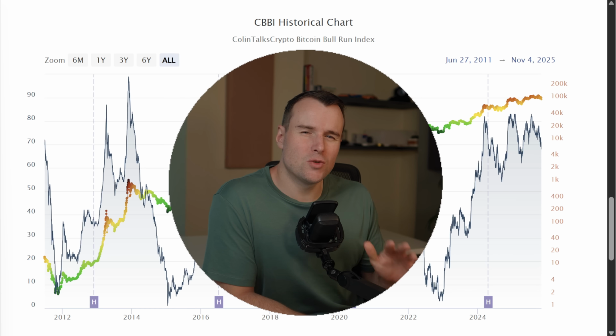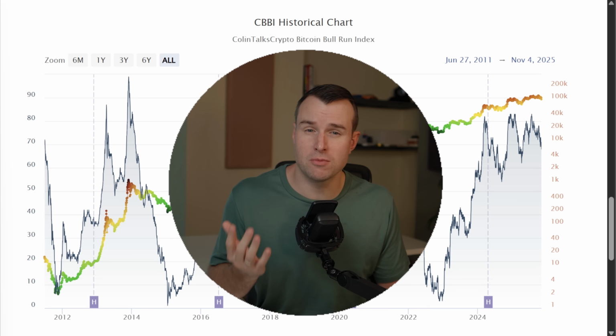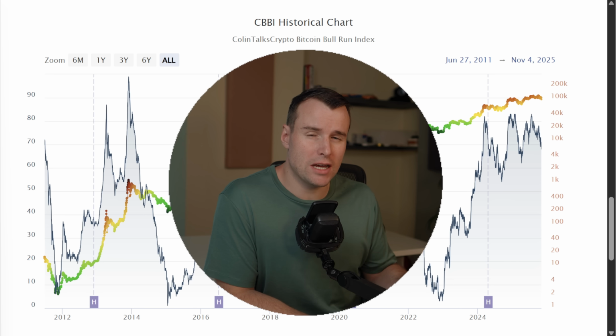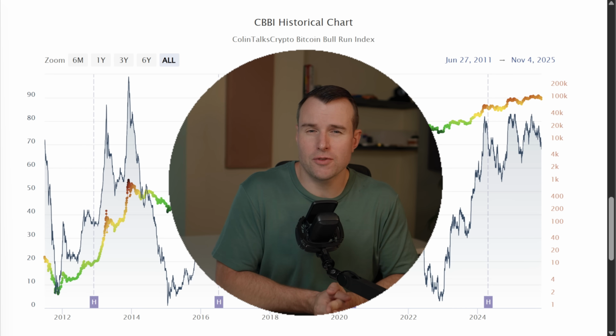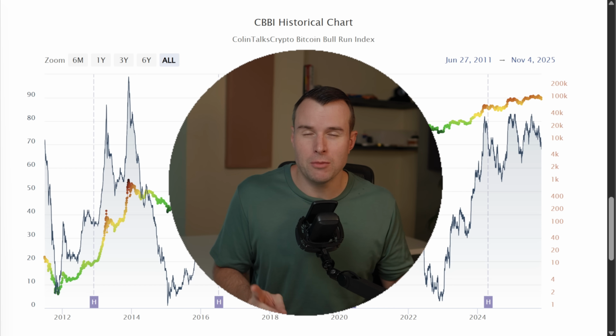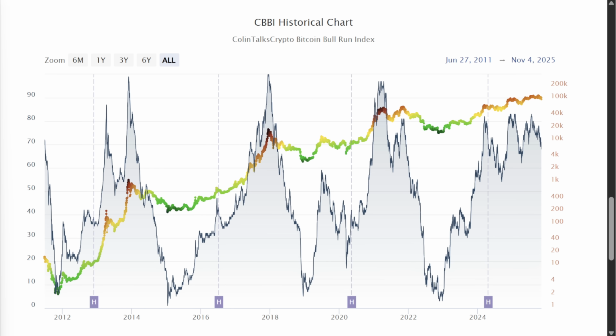There are many ways to estimate the cycles in Bitcoin. There are moving averages that measure the momentum. There's the realized price, an on-chain metric that measures the average cost basis. There's all kinds of approaches. If we combine them, we get a very interesting indicator. This here is the CBBI.